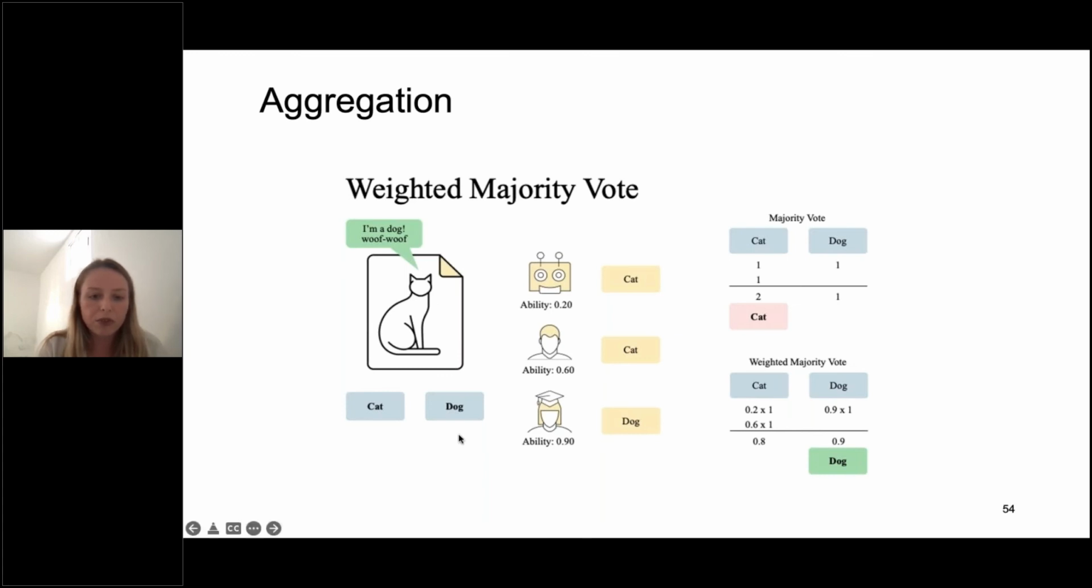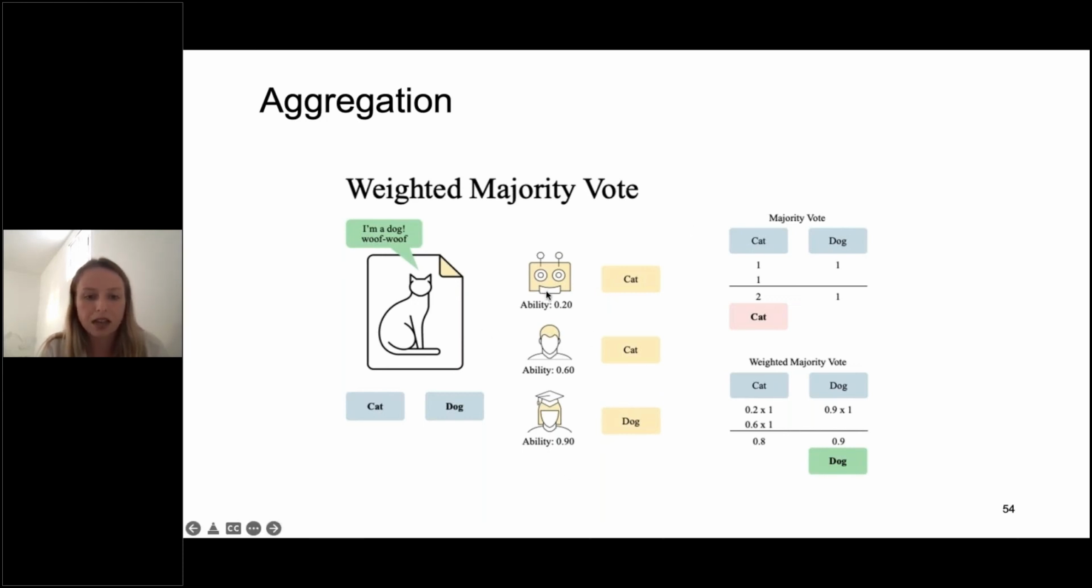So imagine that you have used some control tasks and you know what the abilities of your performers are. If you have this knowledge, it's usually better to take a weighted majority vote. So we're going to go back to the example we had before. Remember, two people said that something is a cat. And if we only take the majority vote without weights, the label would be a cat.